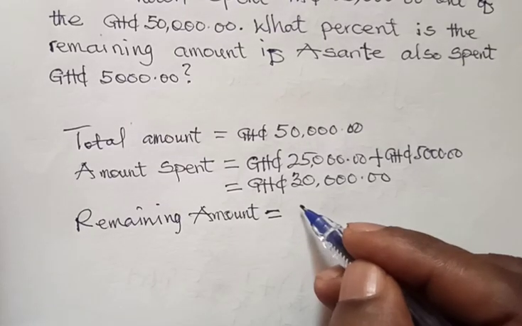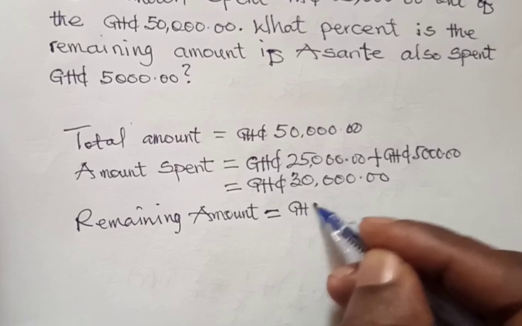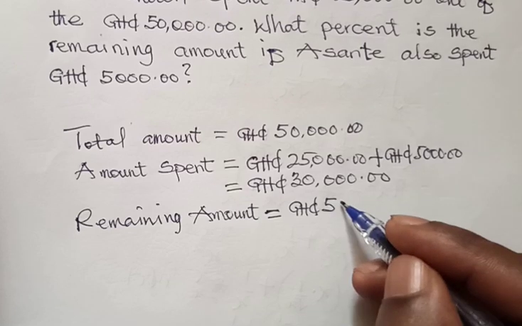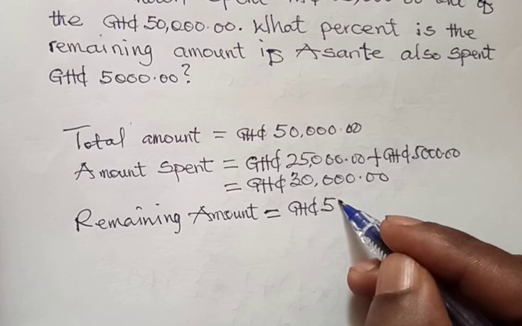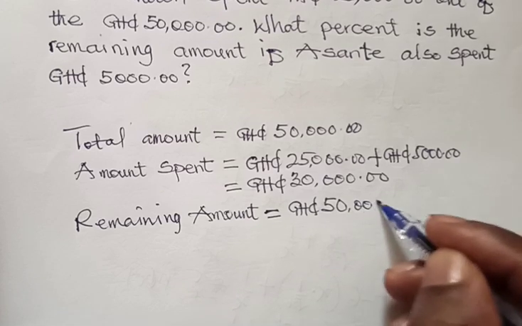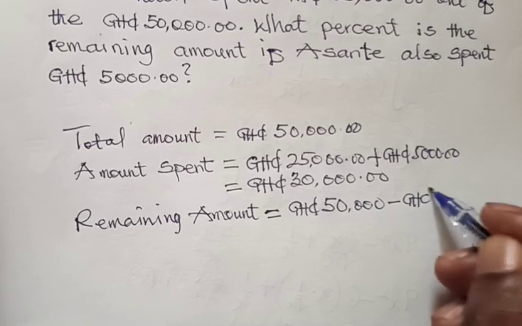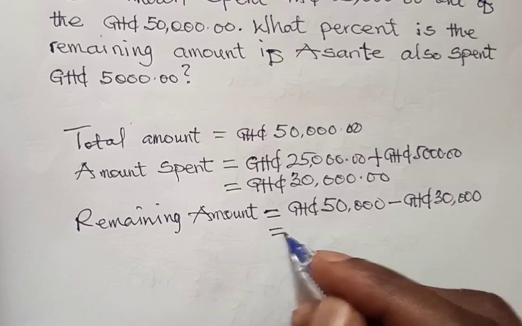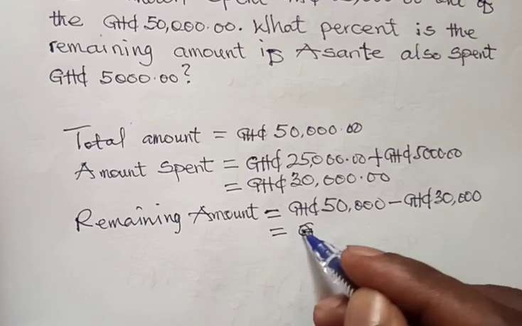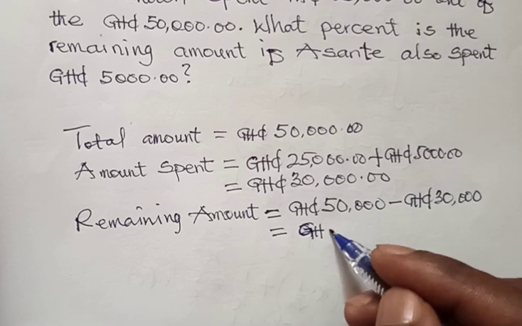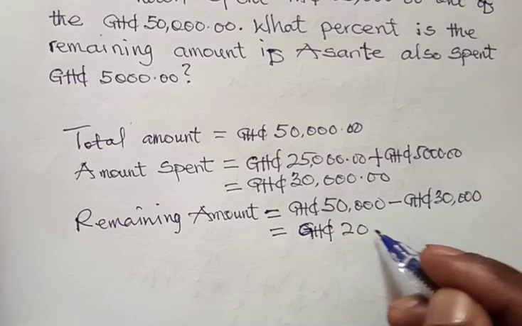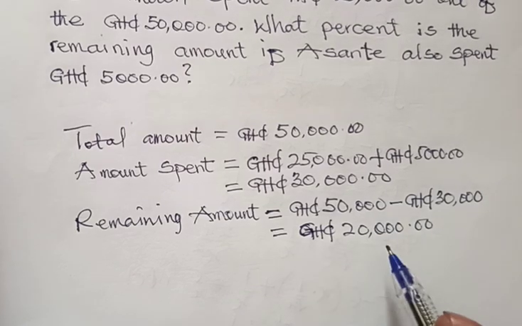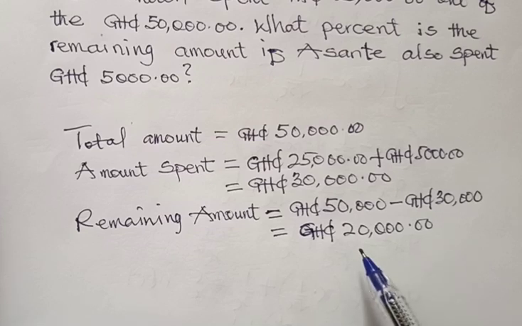We already know the amount spent as 30,000, and the total amount as 50,000. So this one is also basic, simple subtraction of numbers. So we just subtract that amount, which is 30,000 Ghana cedis. Then we get 20. We get 20,000 Ghana cedis. Good. So 20,000 Ghana cedis is the amount left.